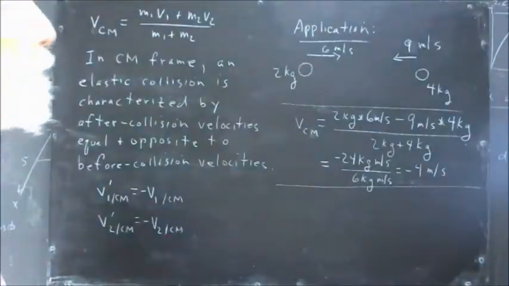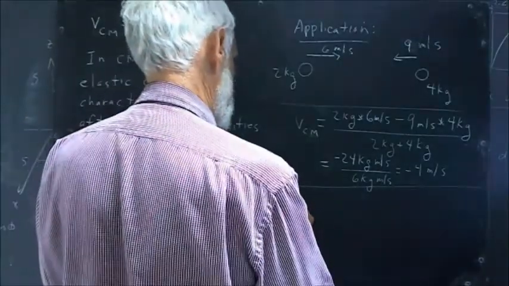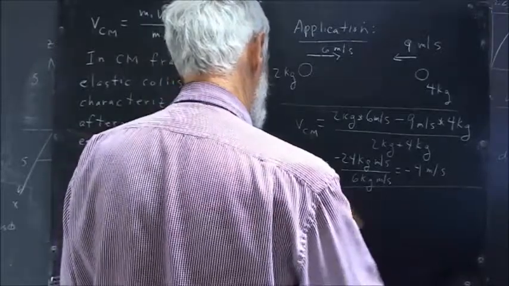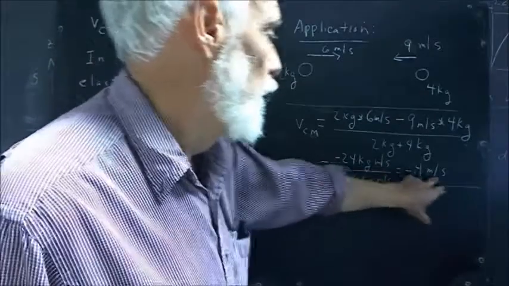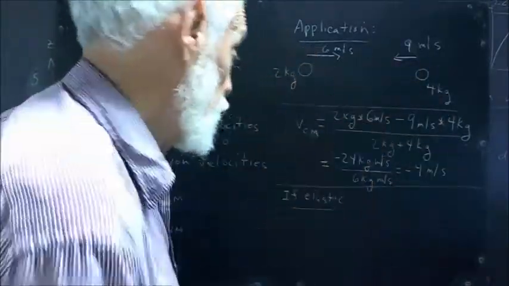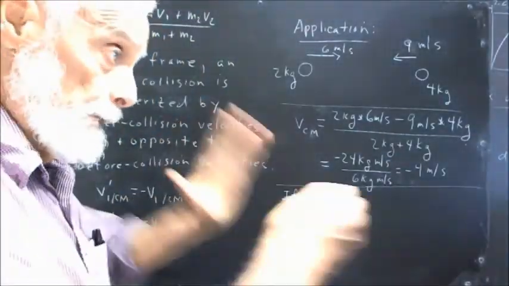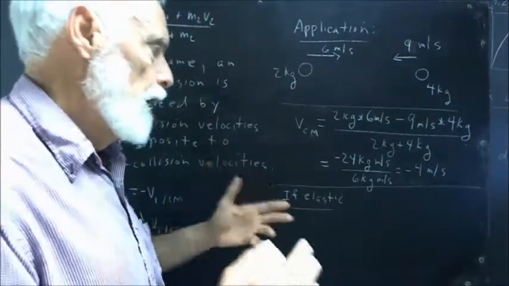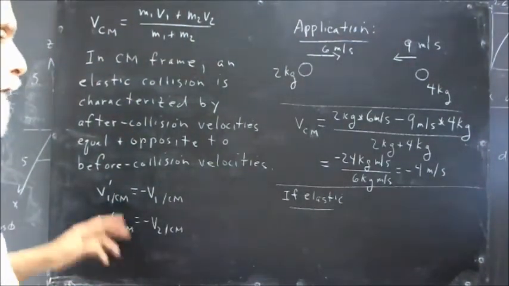So what we do, if this is an elastic collision, now if it's a completely inelastic collision, of course, that's going to be our final velocity of the system consisting of the two objects stuck together. But if it's elastic, if the collision is elastic, these two objects are going to move apart with the same total kinetic energy they had originally. And this is going to hold.